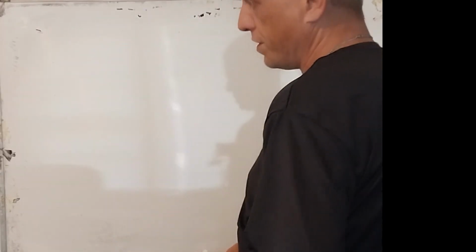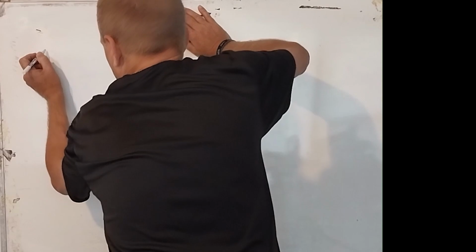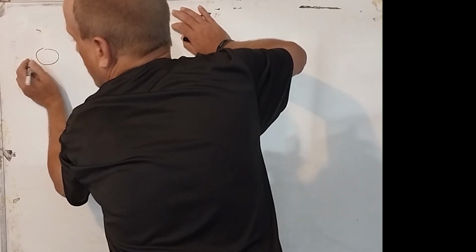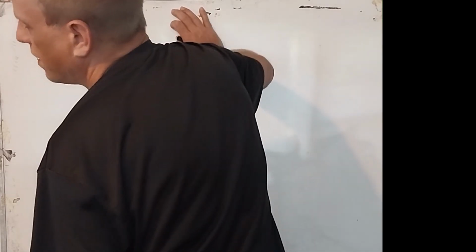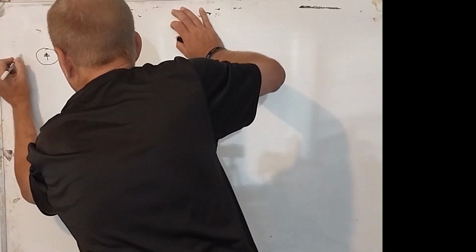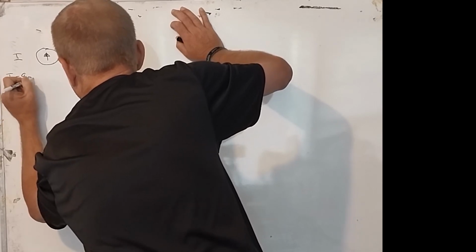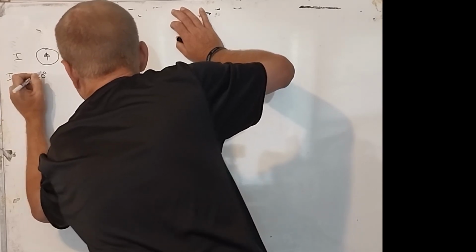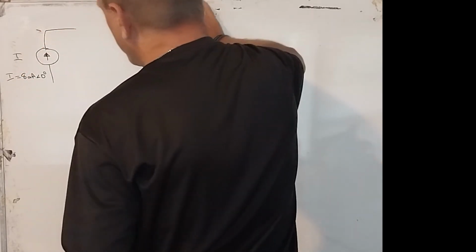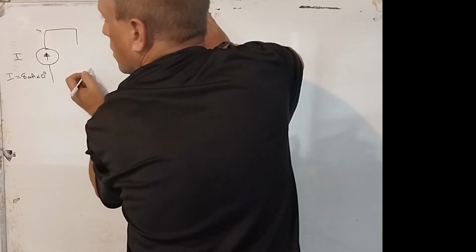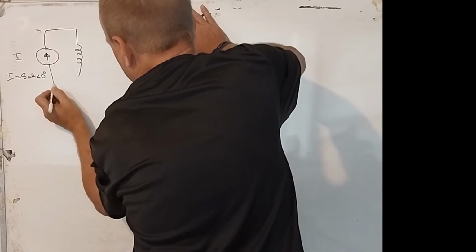Okay, so now we're going to solve this problem. And just to reiterate what we have here, I'm going to redraw our current source, which is I equal to 8 milliamps at an angle of 0 degrees. Okay, and we have a resistor or inductor. I'll just draw the regular symbols.